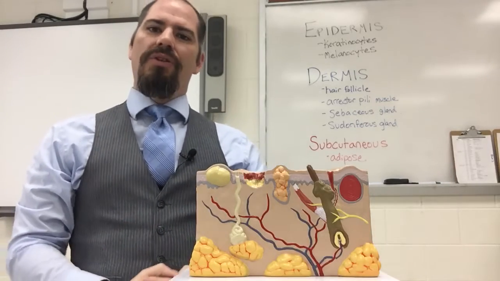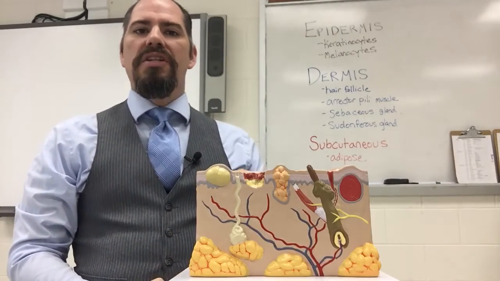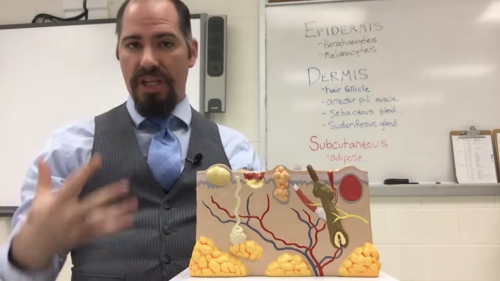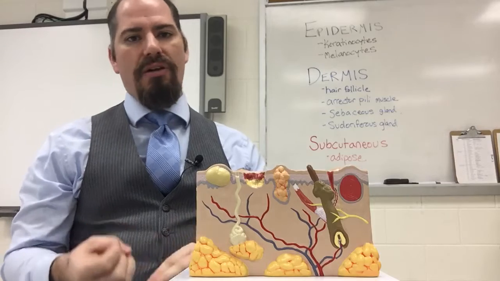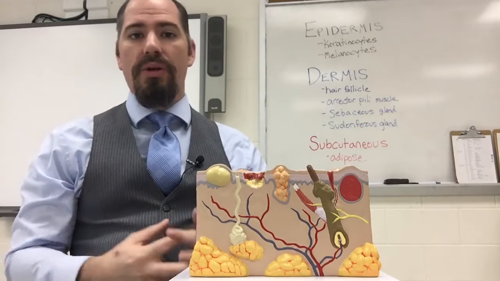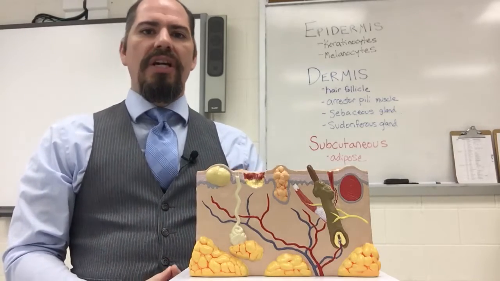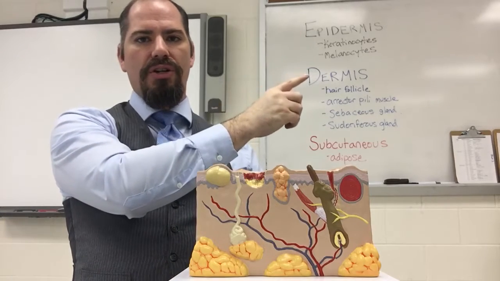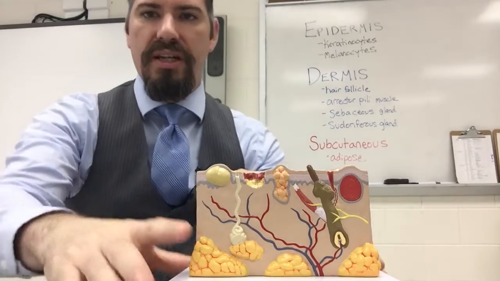Hello! Today we're going to be talking about the anatomy of the integumentary system. Now, the integumentary system consists of your skin and then the appendages: the hair, the nails, and the oil and sweat glands that are part of it. So the three layers are listed here. We have our epidermis, our dermis, and our subcutaneous layers.